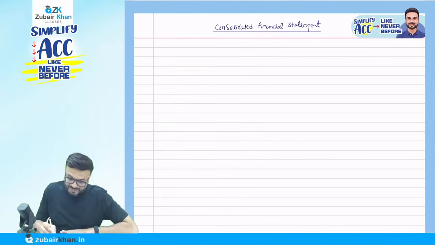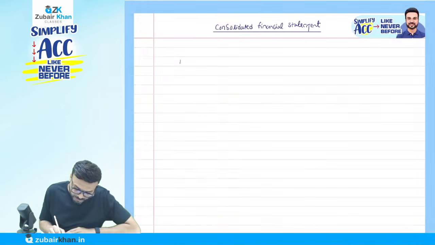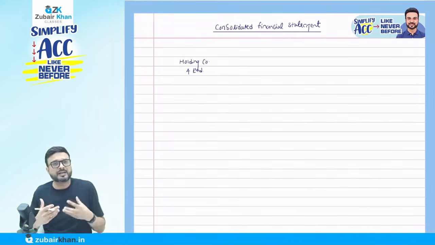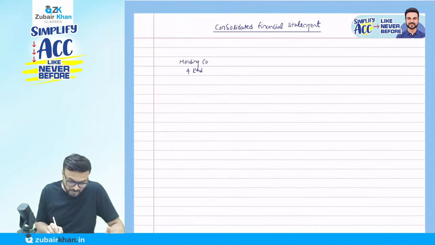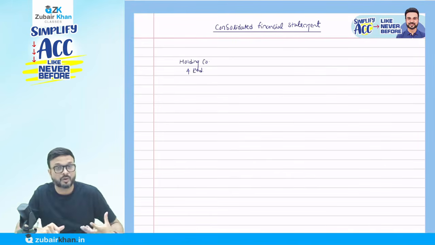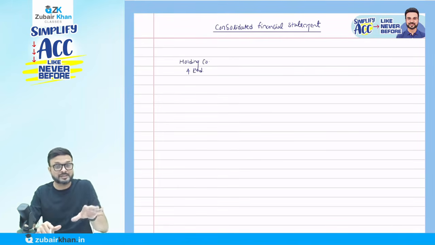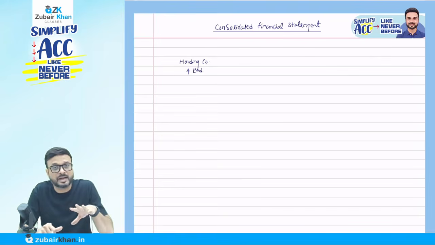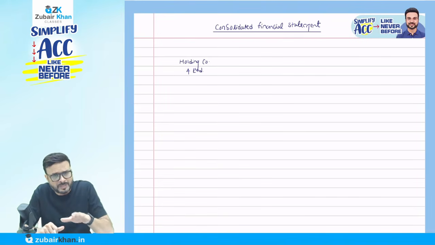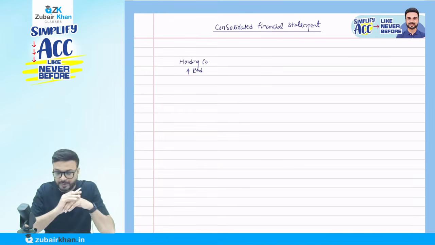Now understand that. Suppose this is a holding company, let's say A Limited. Obviously, at the end of the financial year, everyone wants to see the performance of the company. So they prepare their standalone financial statement. What do we mean by standalone financial statement? The holding company, or you can say A Limited, will prepare their profit and loss account, balance sheet, and cash flow.